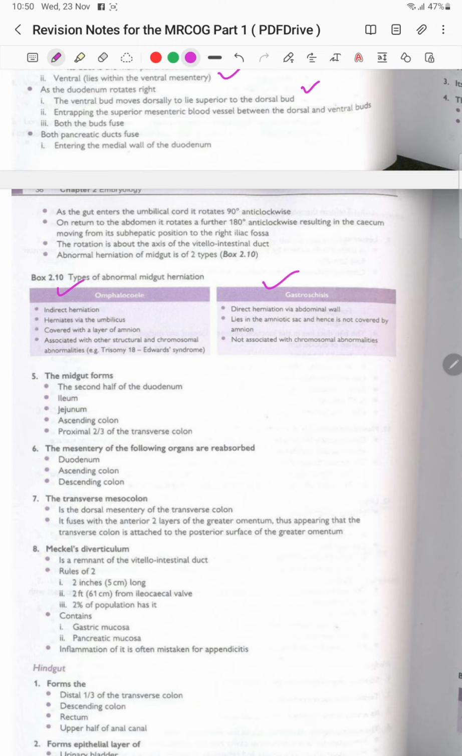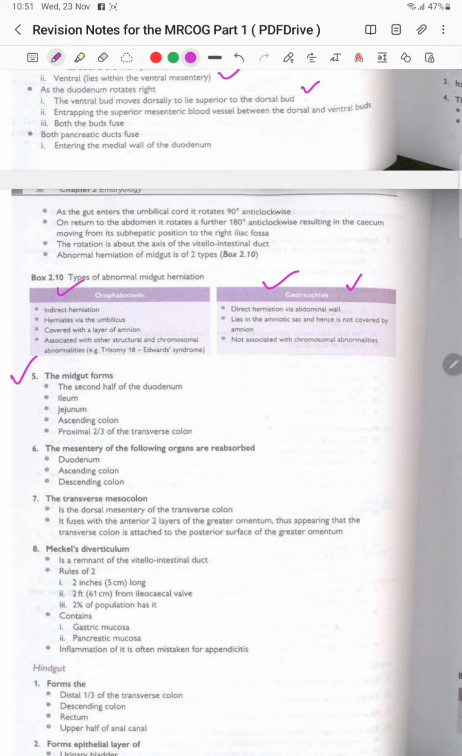Omphalocele is an indirect herniation and herniates via the umbilicus, covered with a layer of amnion, and is associated with other structures and chromosomal abnormalities. Gastroschisis is a direct herniation via the abdominal wall, lies in the amniotic fluid and hence is not covered by the amnion, and is not associated with chromosomal abnormalities.